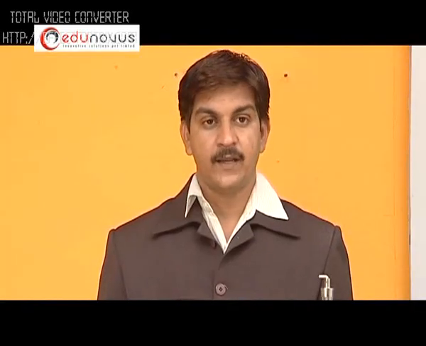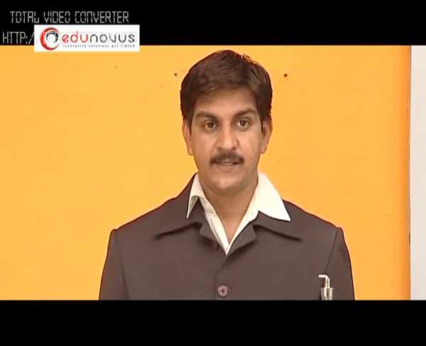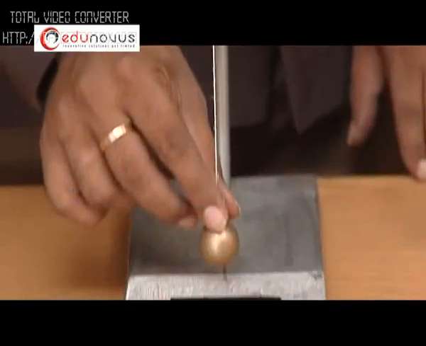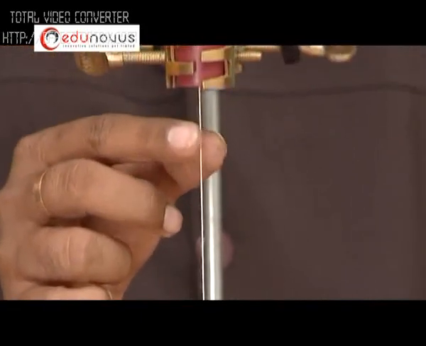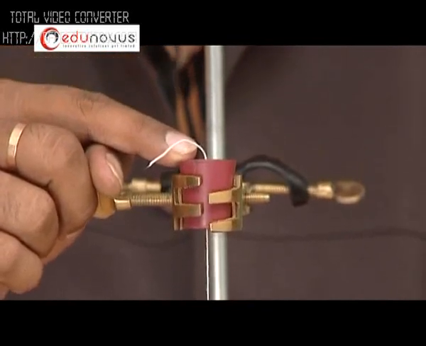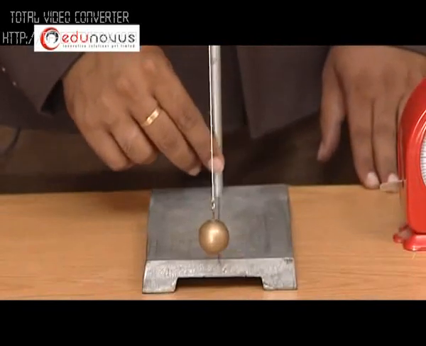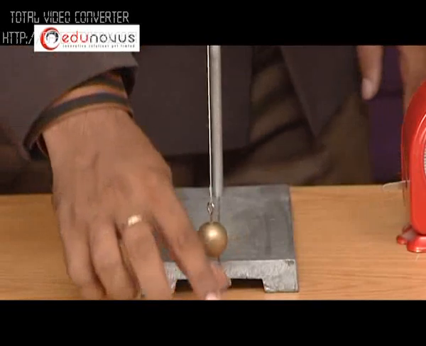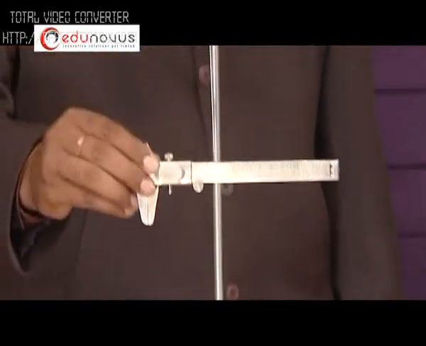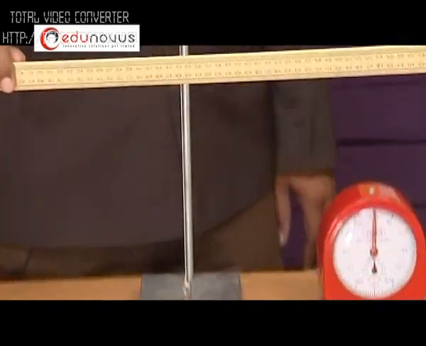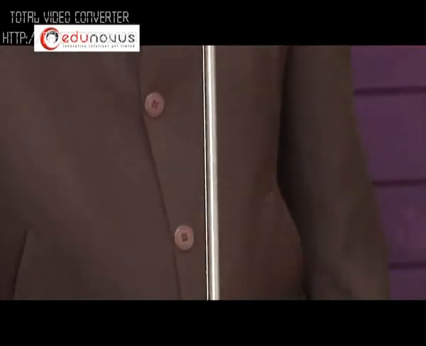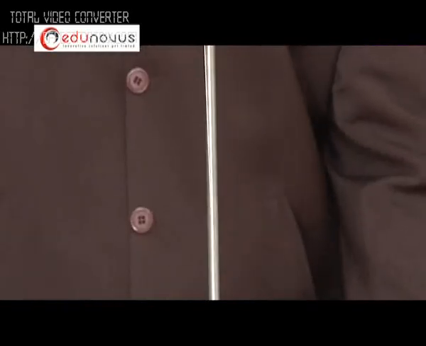The apparatus we are using in this experiment is a simple pendulum consisting of a bob with torsionless thread, a split cork, retort stand, vernier calipers, meter scale, stop clock.